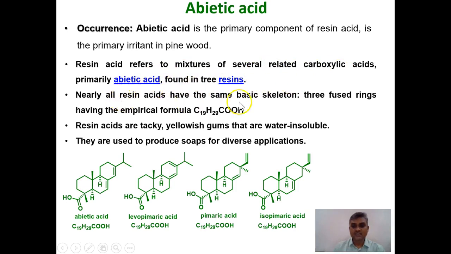All these resin acids have the same basic skeleton, that is, three fused rings, and they have the same empirical formula, C19H29COOH. These structures can isomerize into one another. Resin acids are tacky yellowish gums that are water insoluble. They are used to produce soaps for diverse applications.